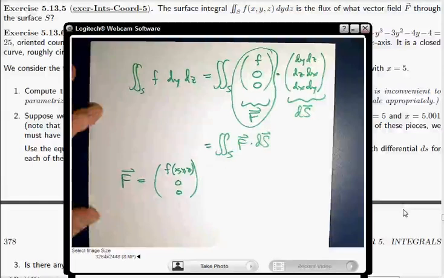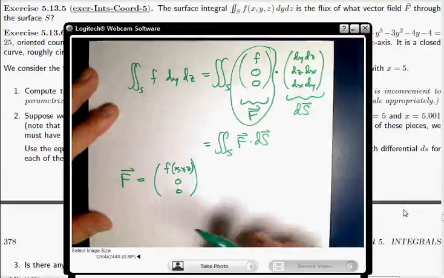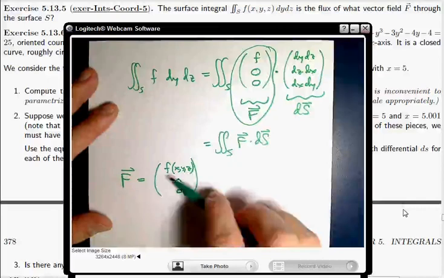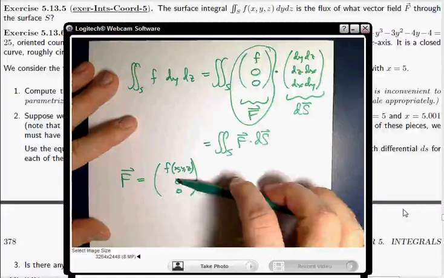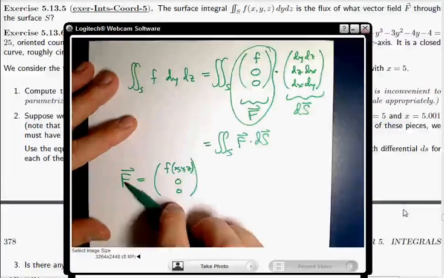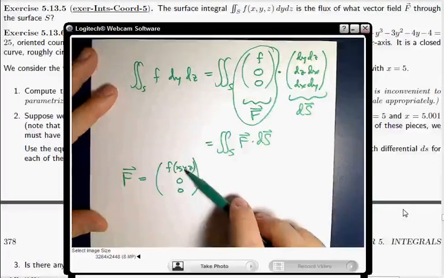But that doesn't mean y and z are 0. No, it just means that, keep in mind, x, y, and z are input variables that describe the position where you are, and these are just formulas that tell you how to calculate the components of the field. So this field is everywhere, it's just that it's always pointing only in the x direction. Does that make sense?